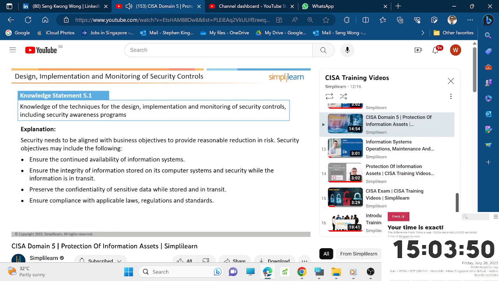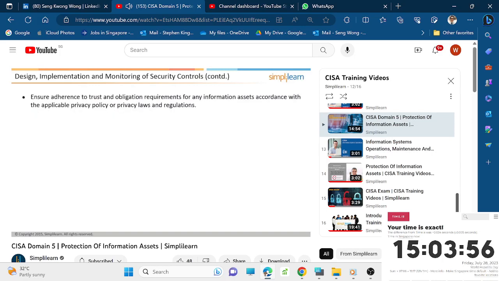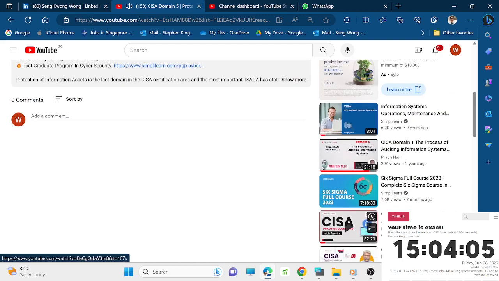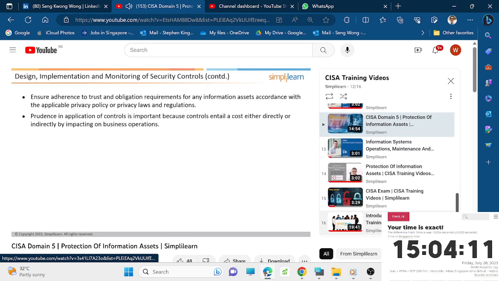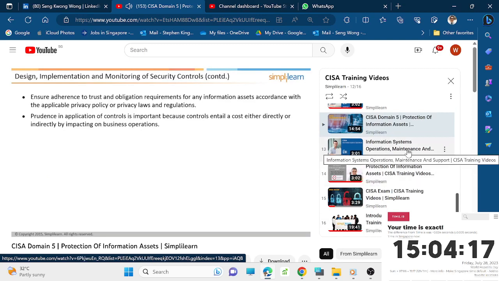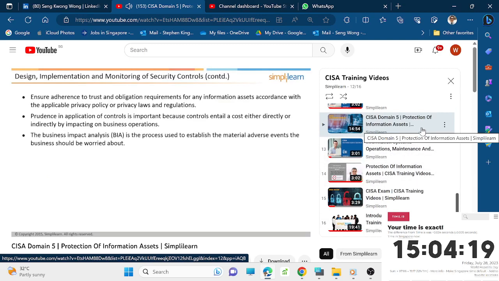Let us continue discussing design, implementation, and monitoring of security controls in the next screen. Ensure adherence to trust and obligation requirements for any information assets in accordance with the applicable privacy policy or privacy laws and regulations. Prudence in application of controls is important because controls entail a cost either directly or indirectly by impacting on business operations. The Business Impact Analysis, BIA, is the process used to establish the material adverse events the business should be worried about. The following screen lists the main areas to be covered under this knowledge statement.